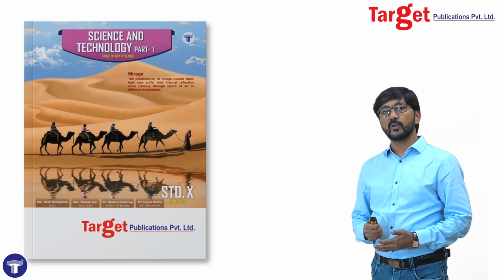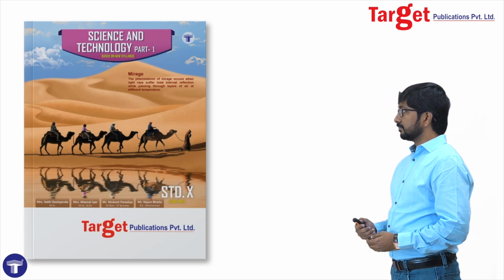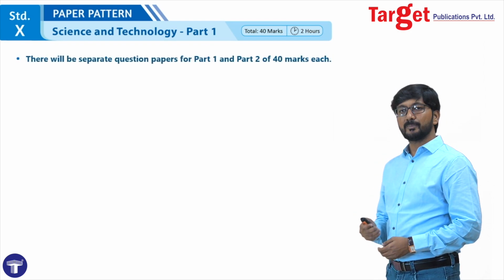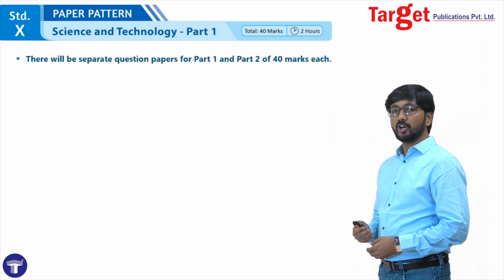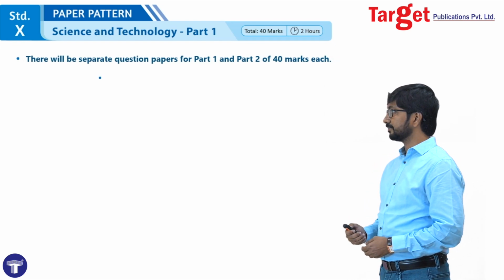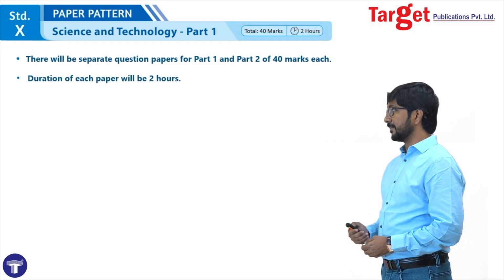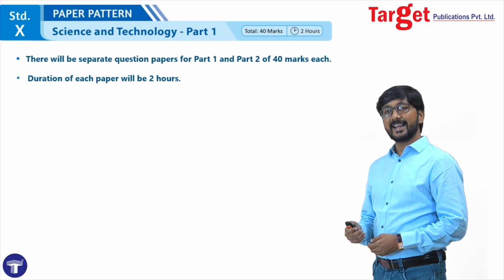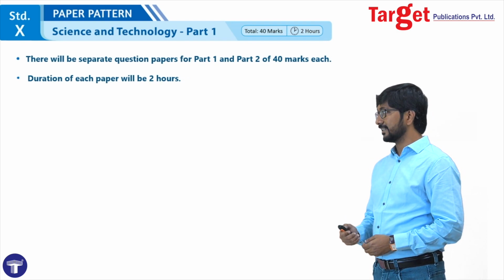In this video, we are going to discuss the board paper pattern for Science and Technology Part 1. So, there would be separate question papers for Part 1 and Part 2 of 40 marks each. The duration of the examination would be 2 hours. Now, let us discuss the type of questions that would be asked in the exam.